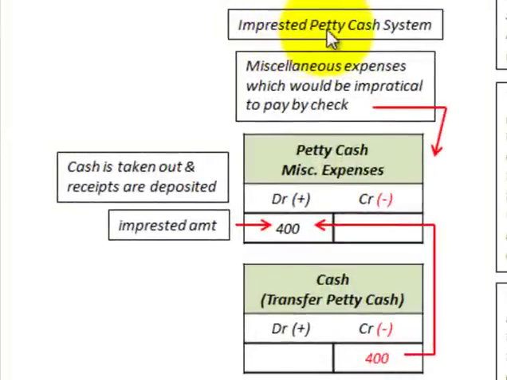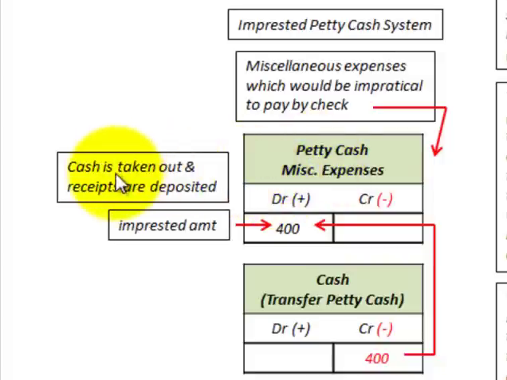Here we're going to be looking at an imprest petty cash system and how we'd account for this petty cash. So what are we talking about? We set up this petty cash account, which is cash that's available for paying off miscellaneous expenses that would be impractical to pay by check. And a person would be responsible for this petty cash fund.